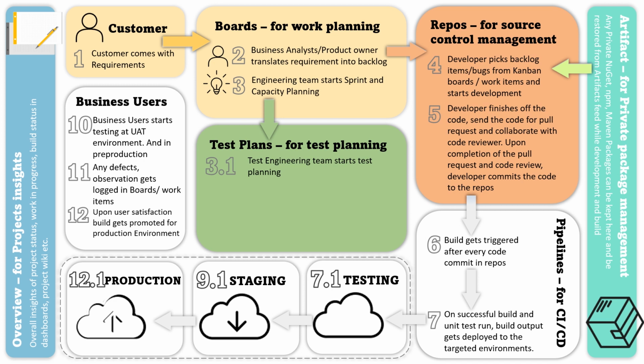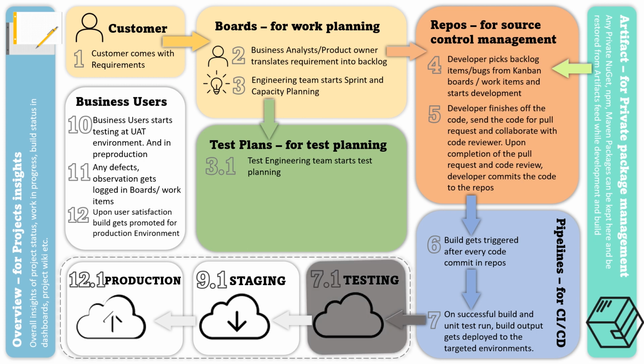Now the build gets triggered after every code commit in a repo. We will use the Maven tool for the health issues app because of JavaScript. Then, on a successful build and unit test run, the build output gets deployed to the targeted environments. At this moment, our first targeted environment is testing. So it will move into the testing environment.